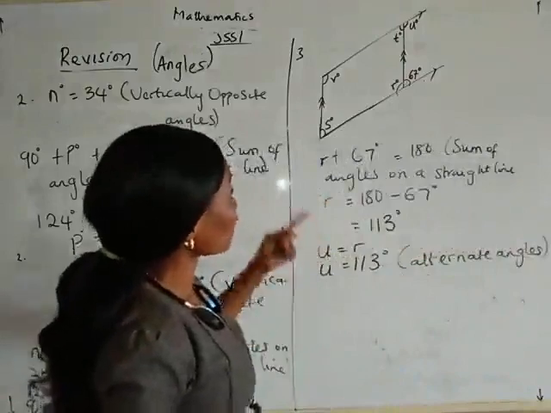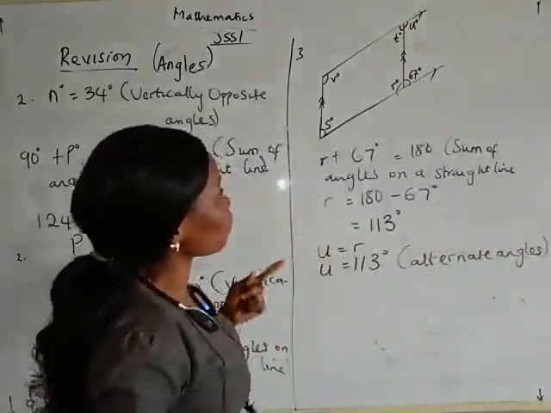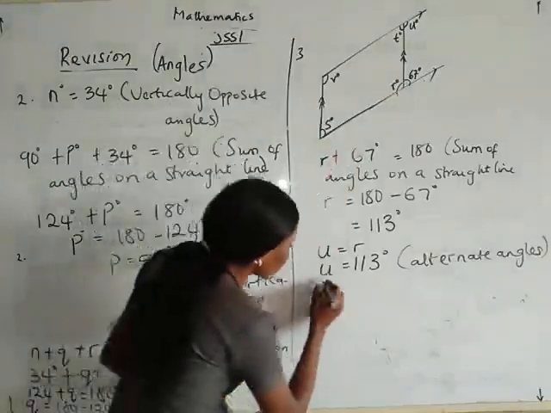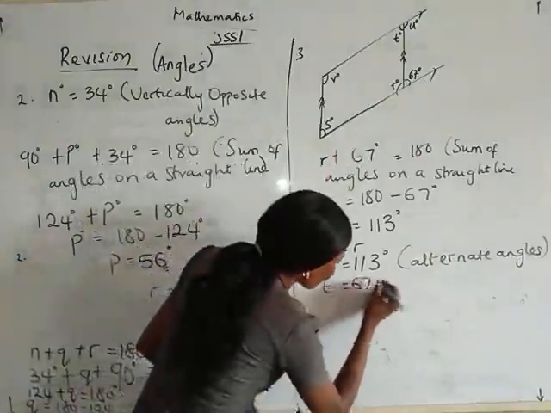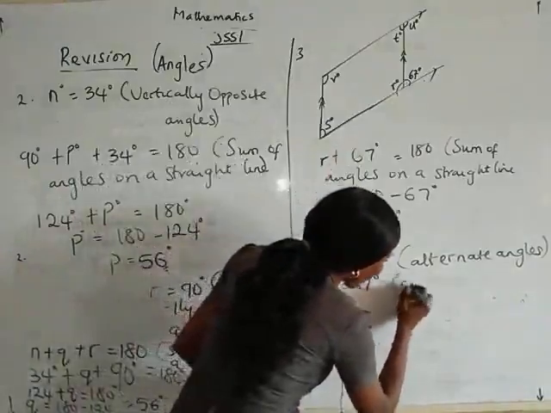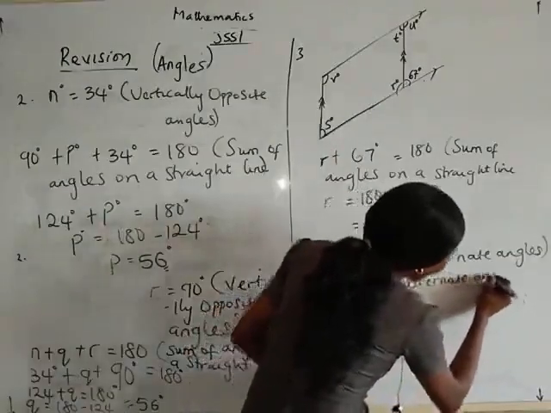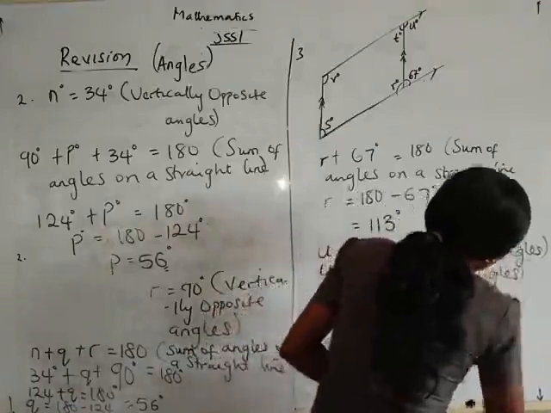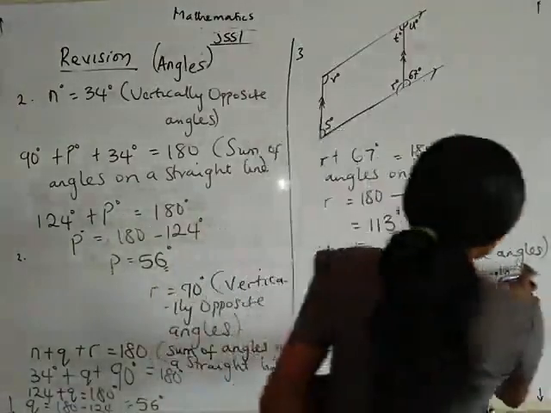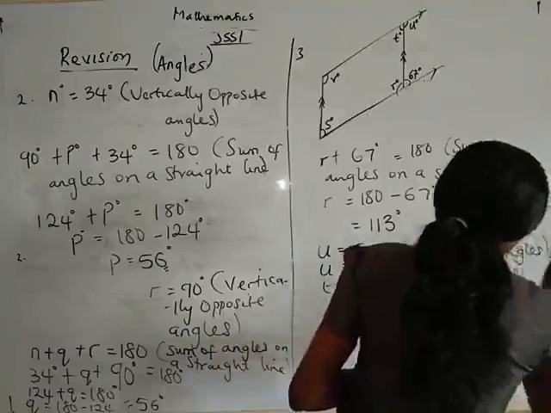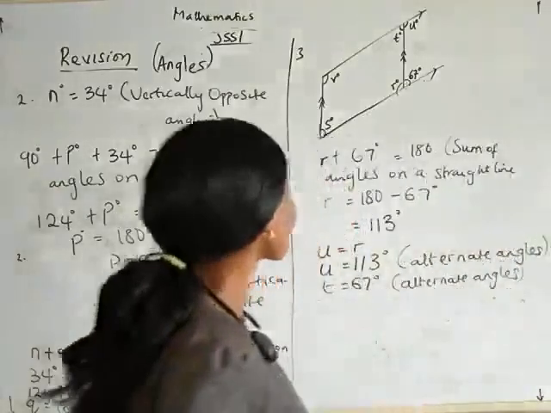That's for U. And if you look at angle T as well, it's also alternate to 67 degrees. So you can say that T is equal to 67 degrees. And the reason for this is what? Alternate angles. Okay, you can see that we have been able to solve it. We are now solving it one after the other. And you can see that they are very simple, only for you to understand the principles.